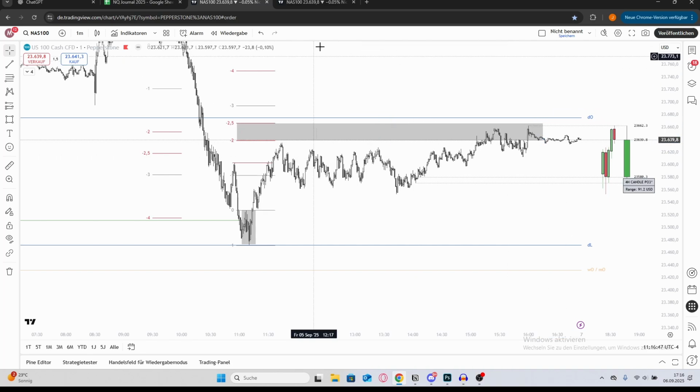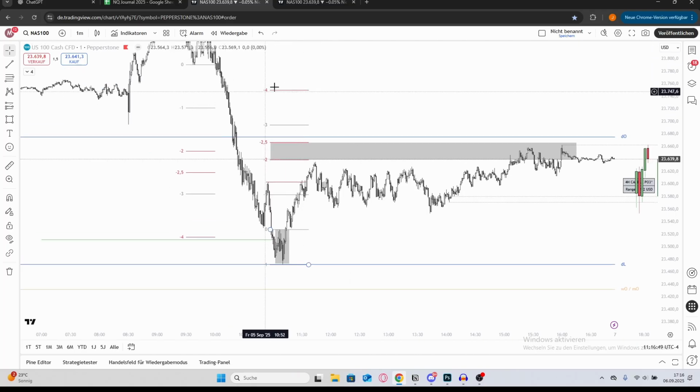So just to repeat that, the -4 target is important for us if you look for full swings and have confidence in your buyers, and the -2 and the -2.5 zone.